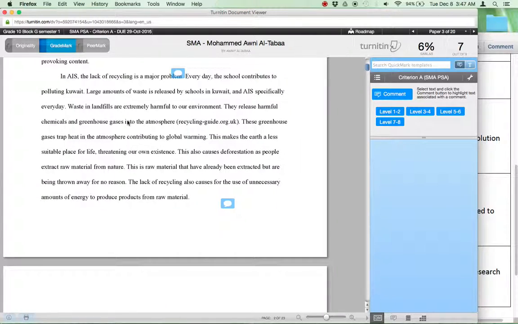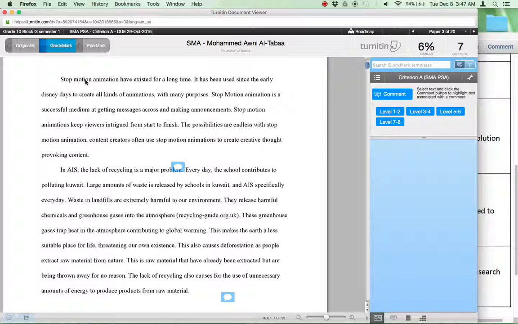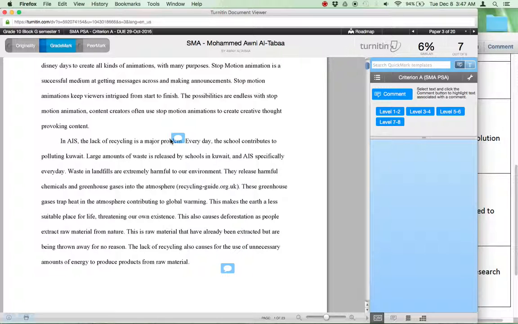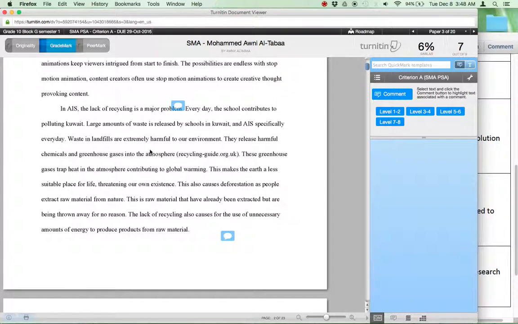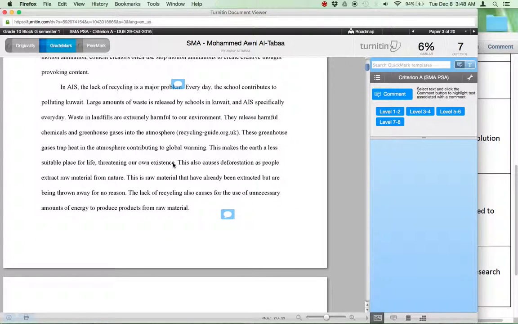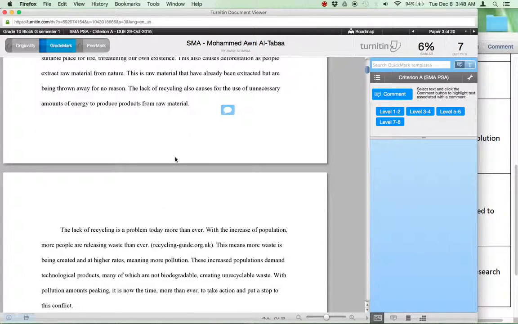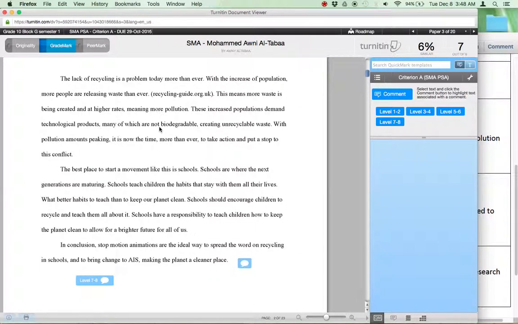Bouncing through this paper, we said good. He gets straight to the point. Stop motion exists for a long time. He highlighted his major problem. What's really good about how he wrote this paper is the sentences are just to the point. Like, this makes the earth less suitable place for life, threatening our own existence. Boom, straight to the point. This is raw material that has already been extracted, thrown away for no reason. Boom, again, to the point. His sentences are just short, brisk. I even said it: nice, brisk sentences.